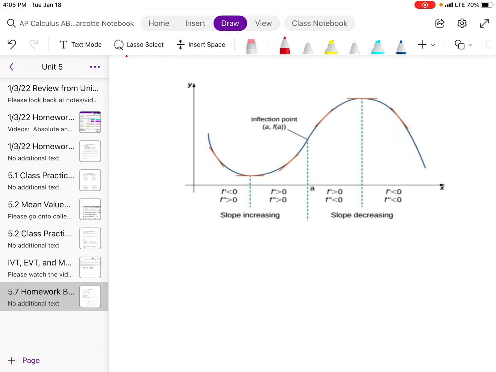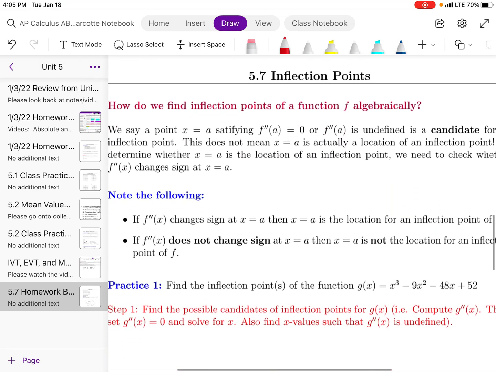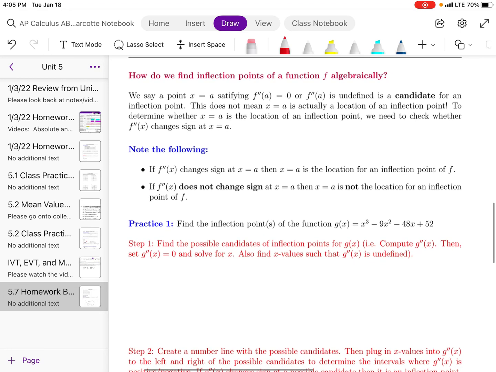But what if I just gave you the function and I said determine the inflection points, right? That's where we're going to need these statements that I told you in the beginning. Okay, so here's my big question. How do we find inflection points of a function f algebraically?